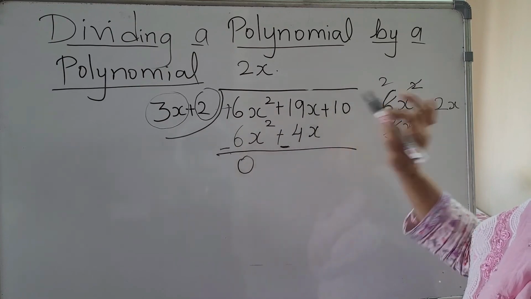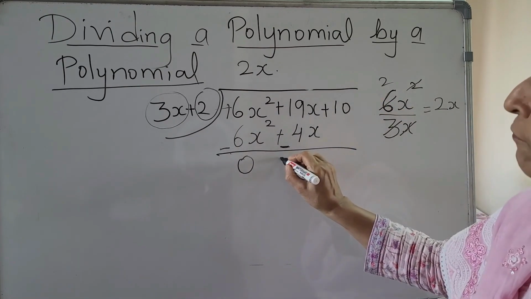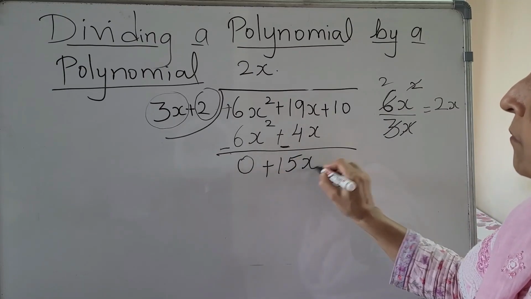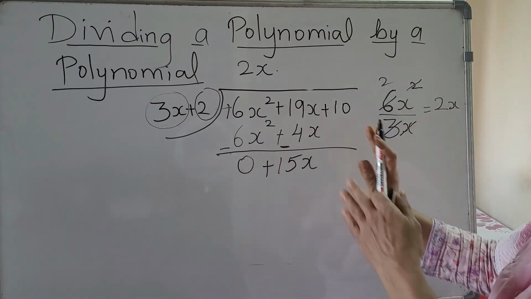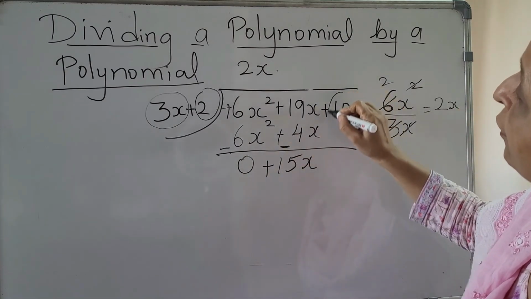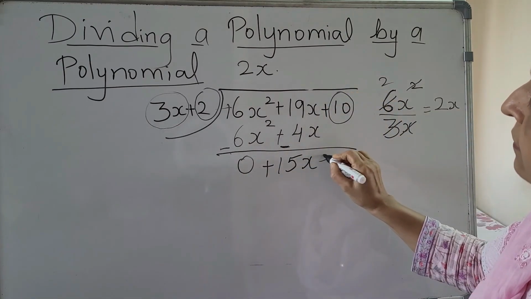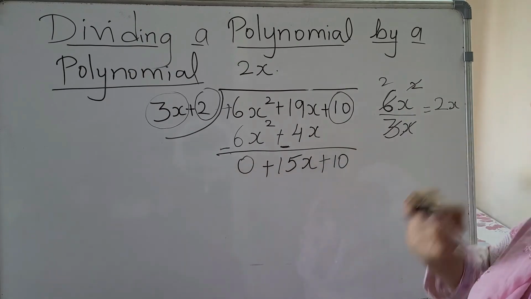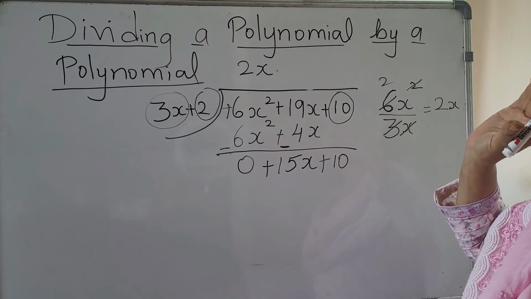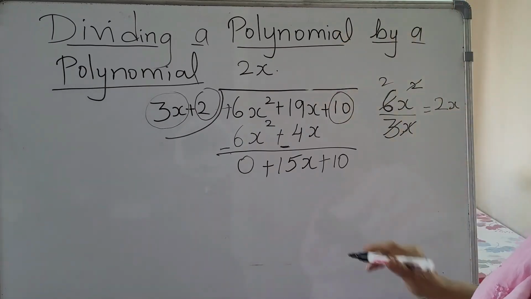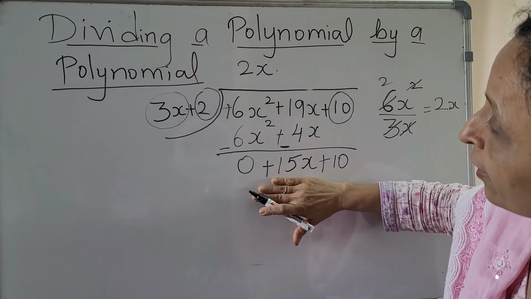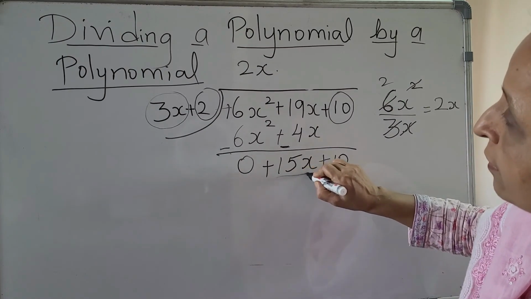19x minus 4x is 15x. You have done up till here. This term you have to write as it is, so plus 10x. So this part is over. Now the second part has to be solved in the same way. You take this first term.